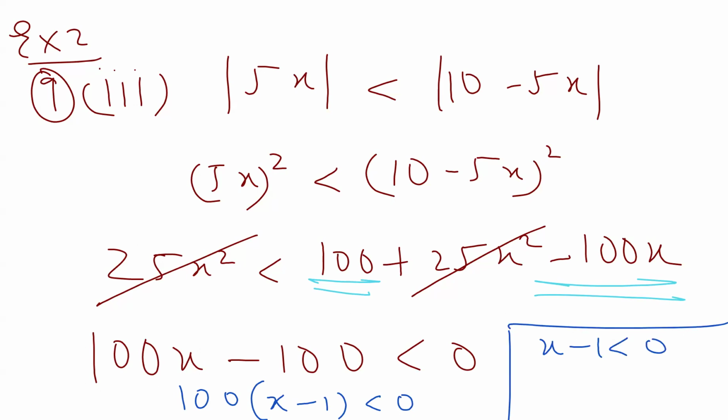Why inequality does not change? Sir, because 100's positive. Correct. When the inequality changes, guys? When you divide by a negative number. Correct. Divide or multiply. Fine. X less than 1. So x belongs to minus infinity comma 1. That also you can write.